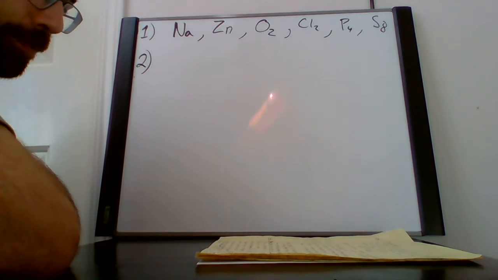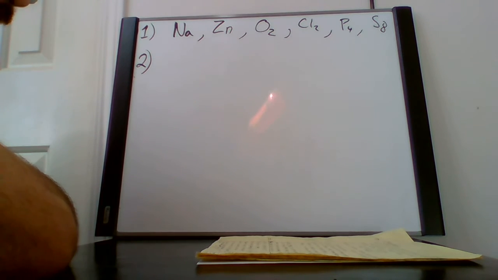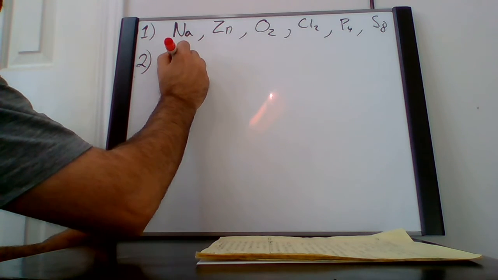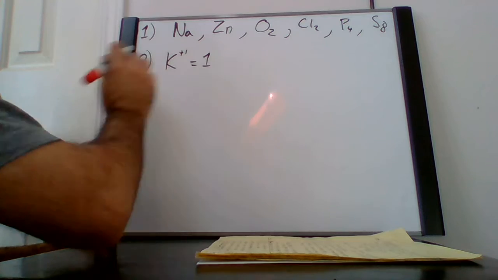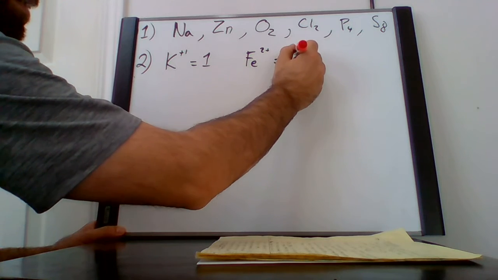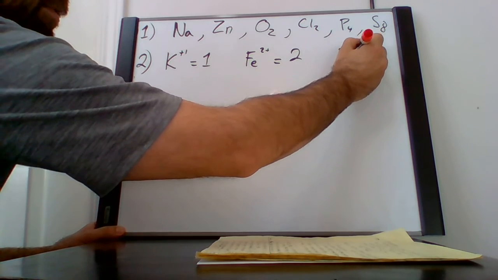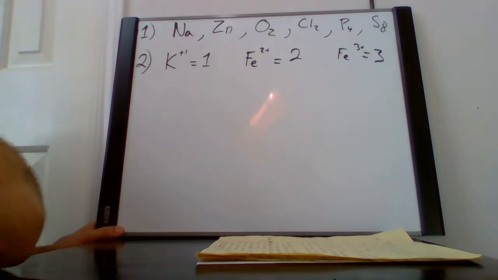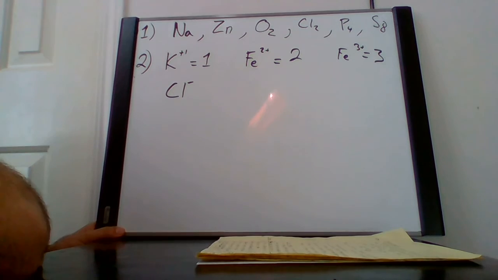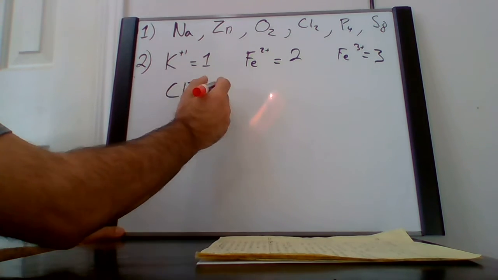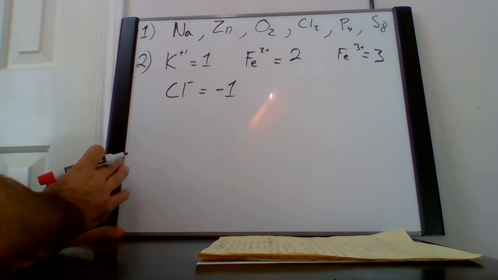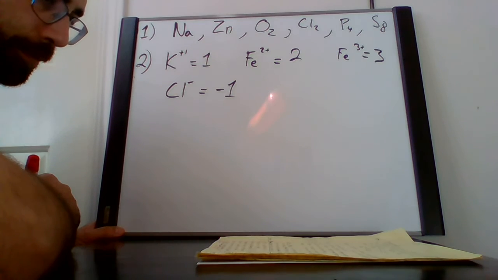Rule number 2. Monatomic ions, so single atom ions, whatever their charge is, that is what we have. So for things like K+, its oxidation number is +1. For Fe2+, that would equal +2. Fe3+ equals +3. These are all hopefully pretty straightforward. We can also have negative values for these oxidation numbers, so like in chloride ion, this would be a -1. We just want to be careful when we're having these monatomic ions.